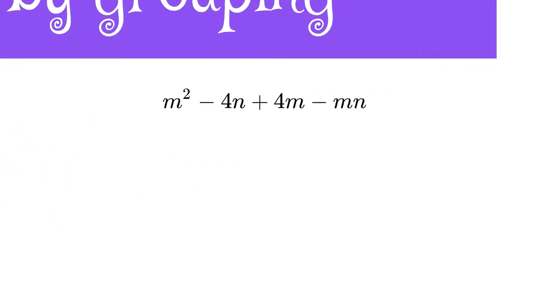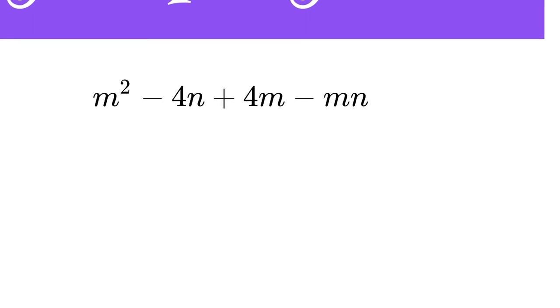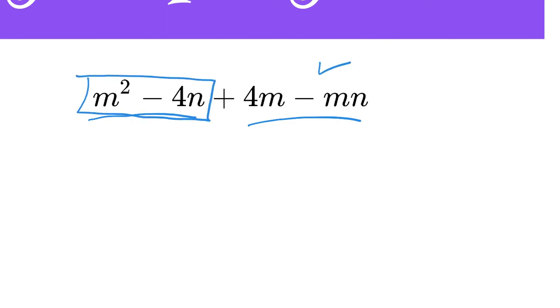It's not always done nicely in order, so when you look at this next example, there's nothing in common if we just pair up the first two together. There's nothing in common between m and 4n squared. This would work because you have m that is the same. So I'm going to rewrite this in a way that I'm going to get two sets of terms that will have a common factor. So I'm going to rewrite it with the m squared and the 4m together, and then the negative 4n and the negative mn together.